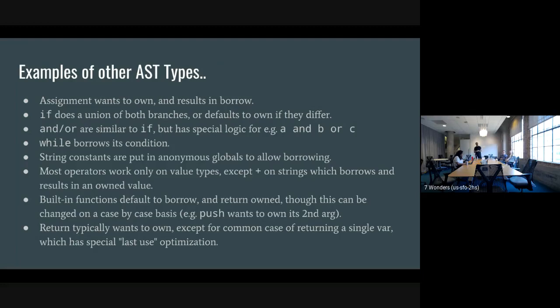And and or are a little bit interesting because they function mostly like an if then else, but they have special properties. Like, for example, if you do something like A and B or C, then the value that is A will never be the result of the whole. It will only ever be B or C. So therefore, it is even more lenient than an if then else could be. While borrows with condition, that's not that interesting.